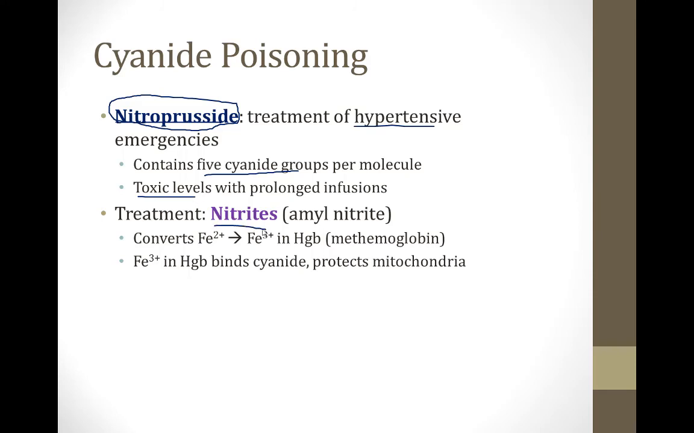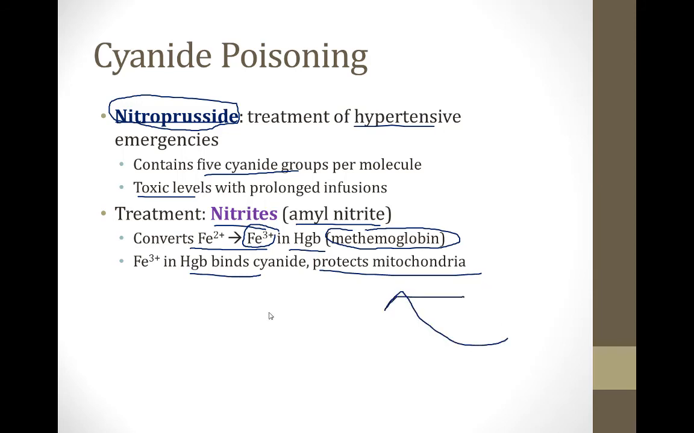of nitrites. You can administer amyl nitrite to people who have been exposed to cyanide poisoning. So why does that work? Well, amyl nitrite converts Fe2+ to Fe3+ iron in hemoglobin. In other words, it creates methemoglobin, which is hemoglobin in the Fe3+ state. This will bind to the cyanide and protect the mitochondria so that they can start doing oxidative phosphorylation again. And this will help the patient get through the period of time until the cyanide washes out of their system.